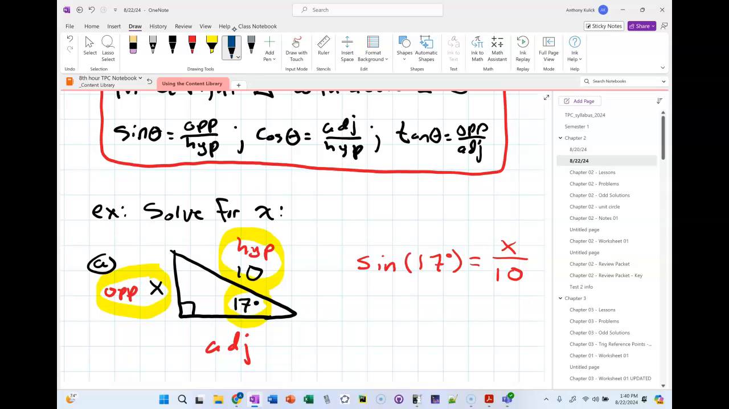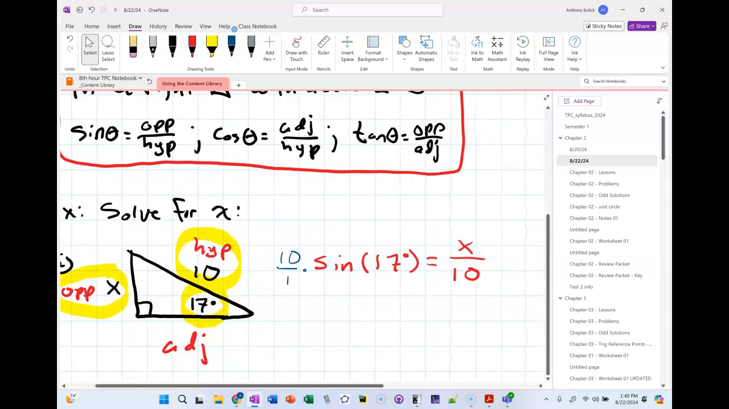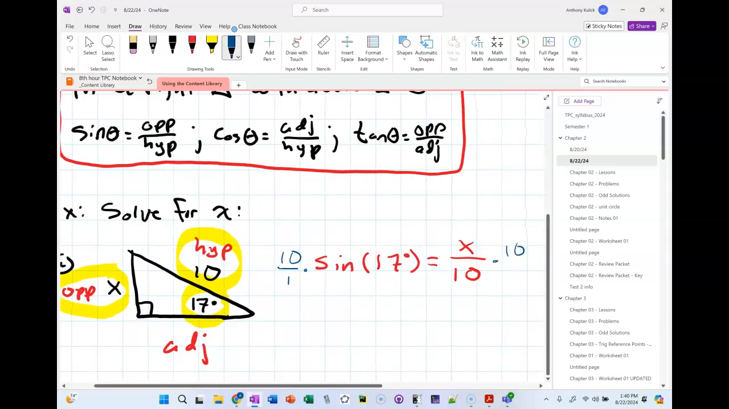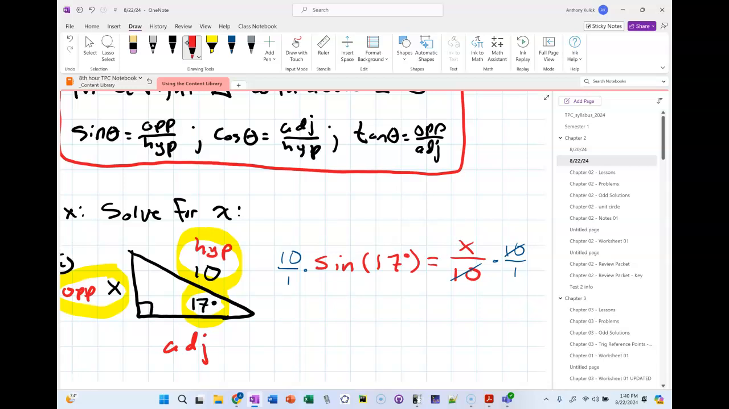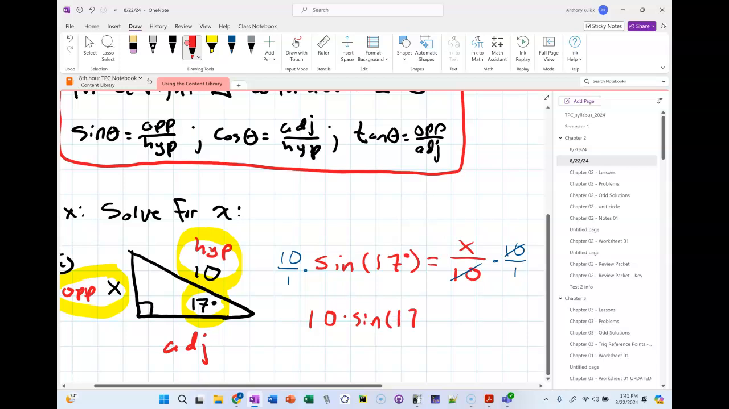Bella, is that okay? Okay. I think that's probably what you were getting at, but it's been 10 weeks and communicating mathematics is sometimes hard, right? We're used to writing it, not saying it. Okay? So if I do that, I have 10 times sine 17 equals x.